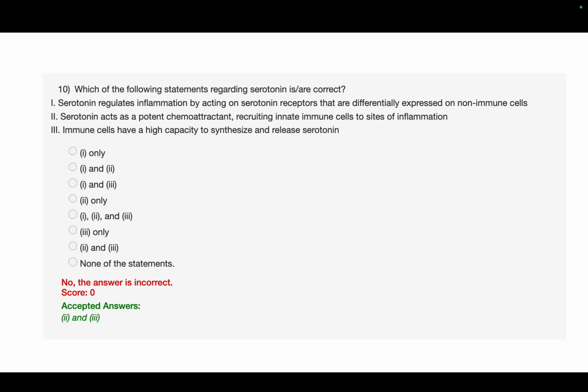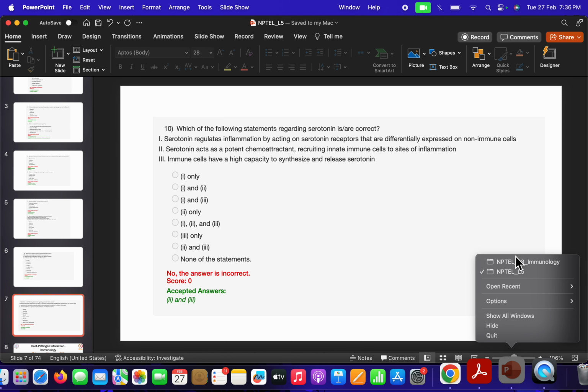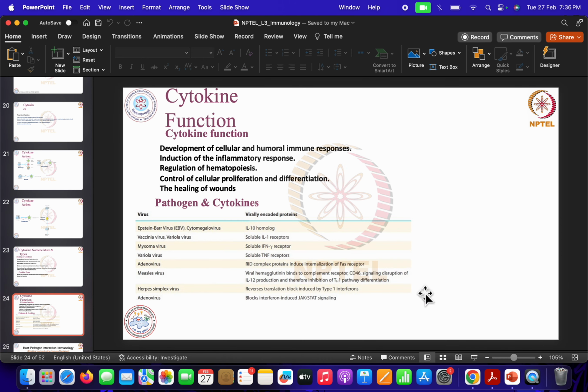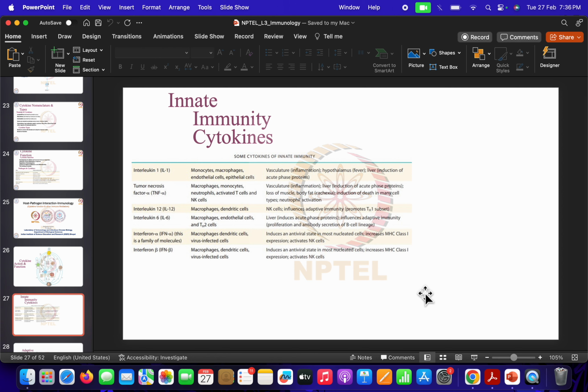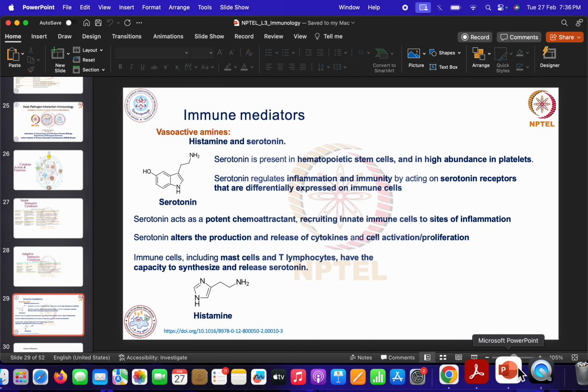Which of the following statements regarding serotonin is/are correct? Serotonin regulates inflammation by acting on serotonin receptors that are differentially expressed on non-immune cells. No. So if we go through, serotonin is present in hematopoietic stem cells and in high abundance in platelets. Serotonin regulates inflammation and immunity by acting on serotonin receptors that are differentially expressed on immune cells.